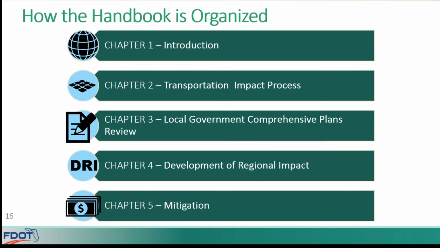These are the chapters in the handbook, and we have the introduction, which I'm kind of going over right now. Chapter 2 is the largest. It's the transportation impact process. We had a question earlier about what was an LGCP, and that is a local government comprehensive plan, and that's a Florida term that is passed around a lot, the same as DRI, or developments of regional impact. And Chapter 5 is about mitigation. It's what do we do when we find out what impacts we expect.